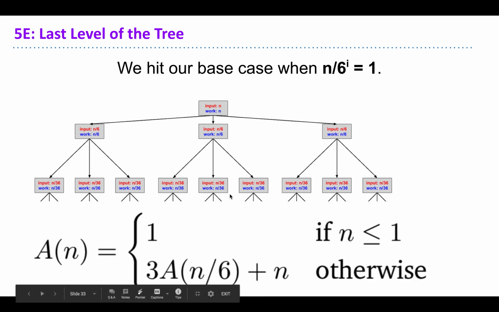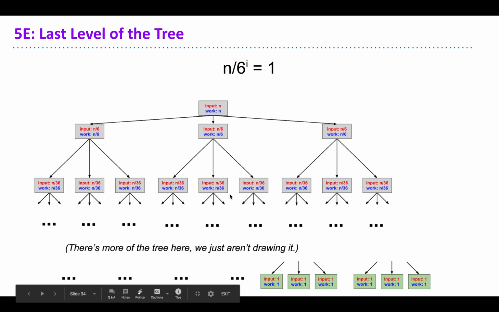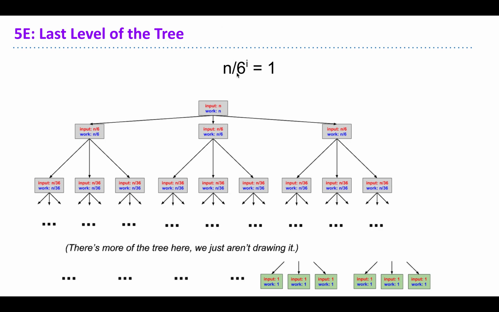Hopefully that's making sense so far. So what we can do is some algebra here. The first thing I'll do is multiply each side by 6 to the I. So that gets rid of it in the denominator.